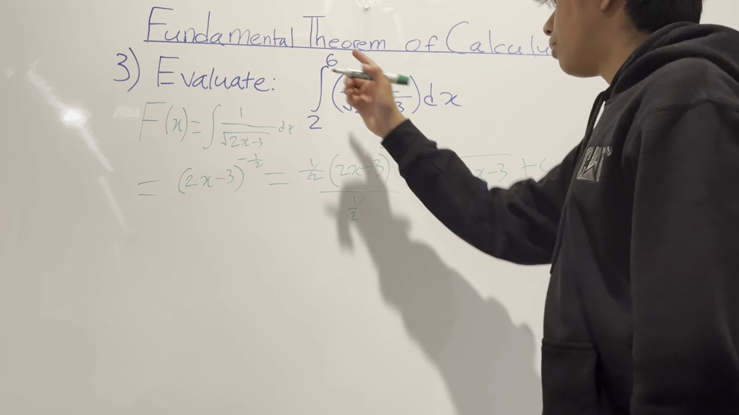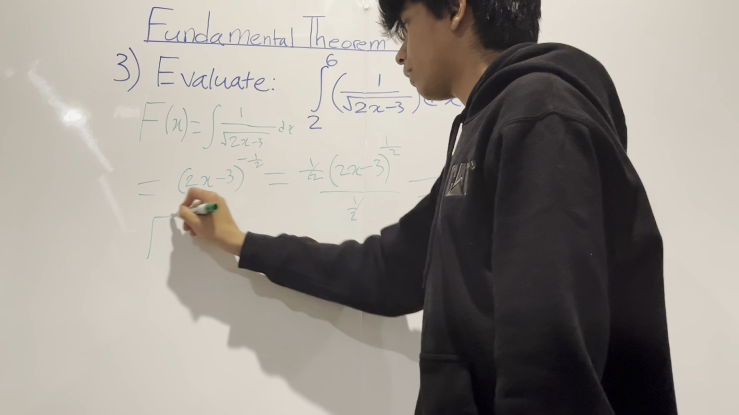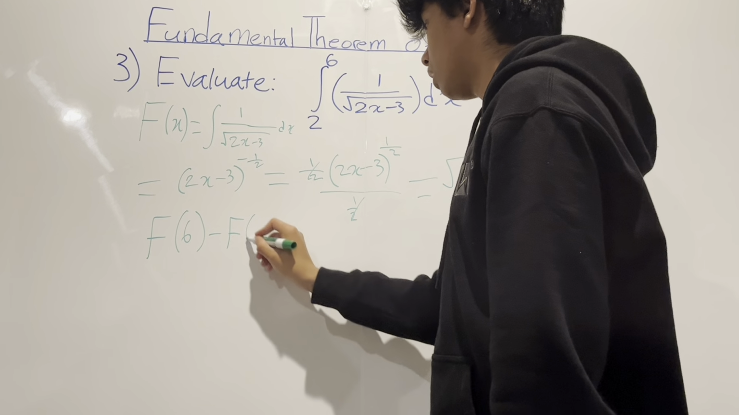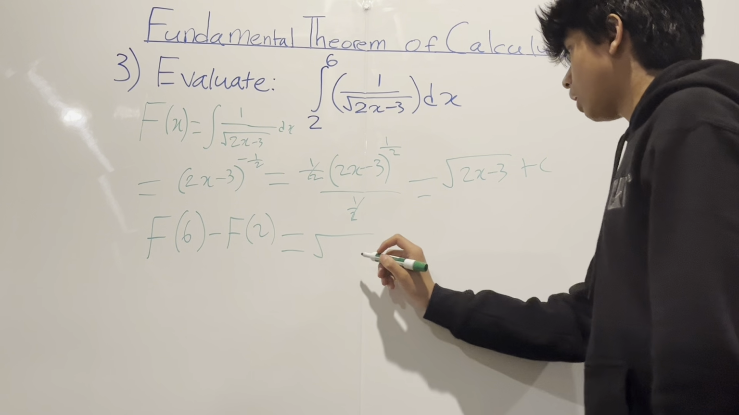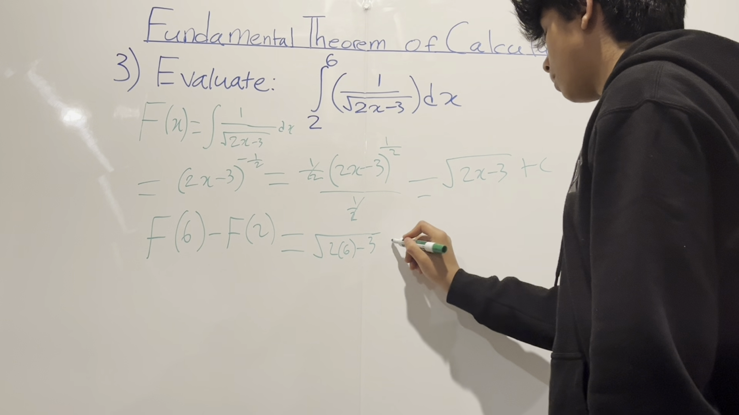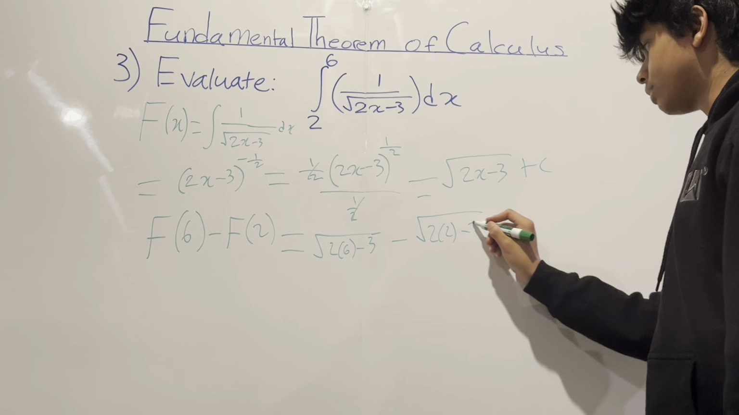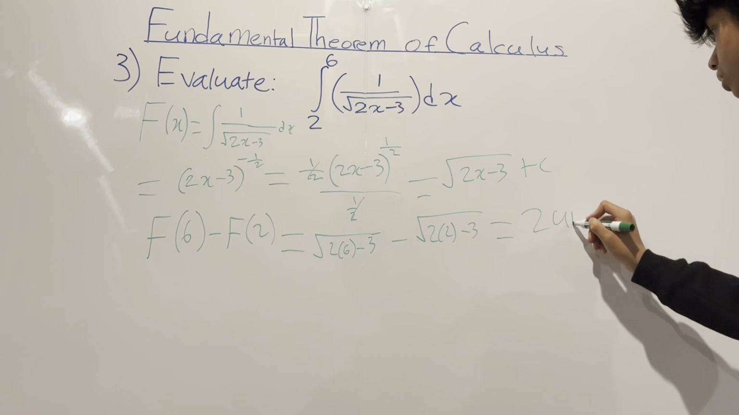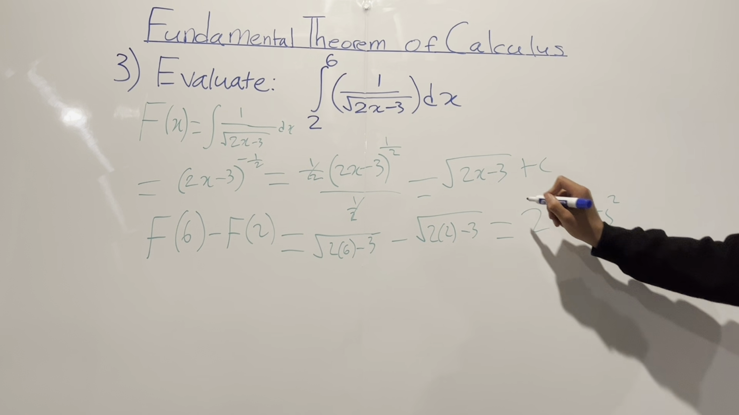Now let's find f(b) minus f(a). And we know b is 6, a is 2. So f(6) minus f(2). And this is going to equal the square root of 2 times 6 minus 3 minus the square root of 2 times 2 minus 3. And this is going to equal 2. And 2 units squared. And that is our final answer.